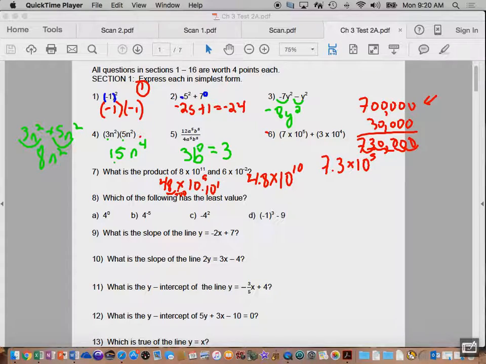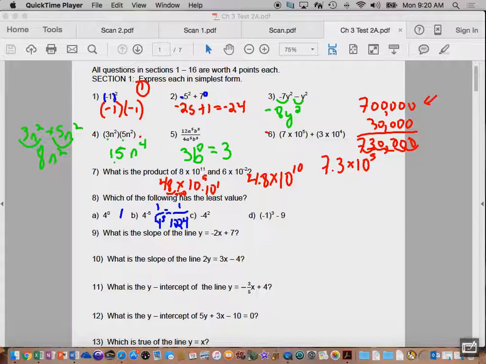Okay, next up, which of the following has the least value? Now we get into negative exponents. Anything to the 0 power is 1. A negative exponent is 1 over 4 to the 5th, which is actually 1 over 1,024, that's a really tiny number.